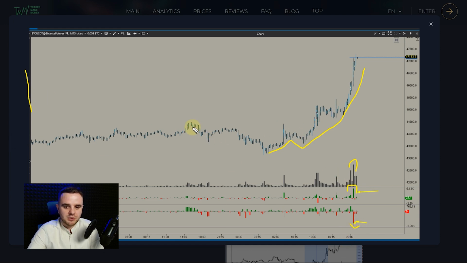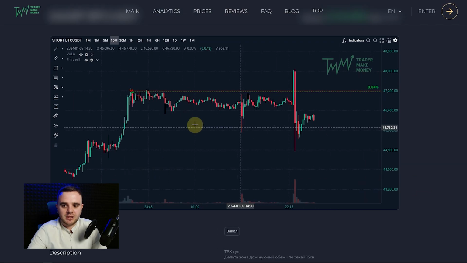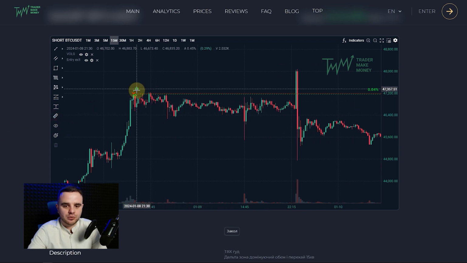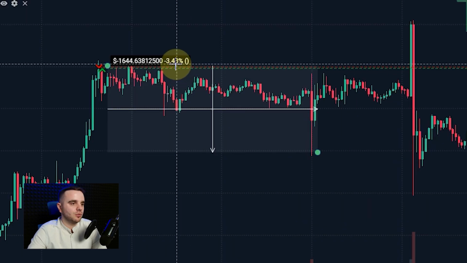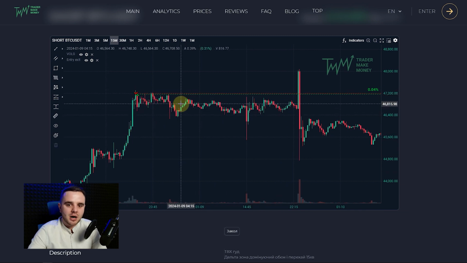That's an example of when some people who took a short were forced to close it and bought back. And it's exactly when a market maker can make a movement. And have a look here how price exactly stopped here and did this beautiful 3.4% movement. Sometimes, believe me, there would be much bigger movement.